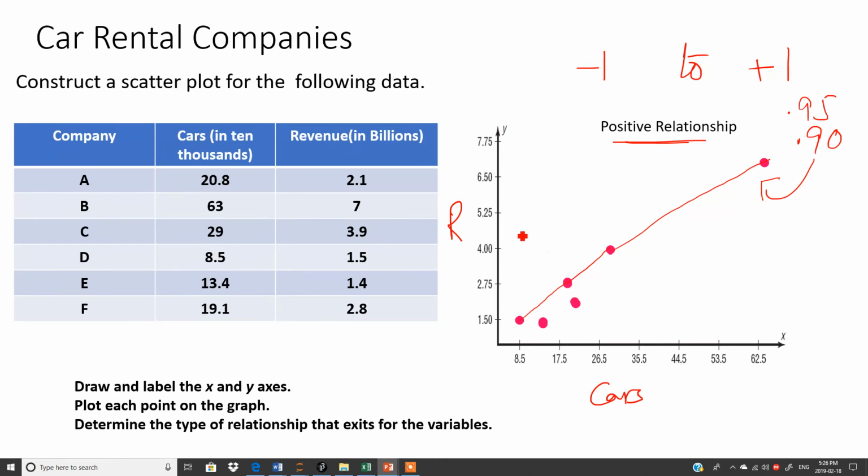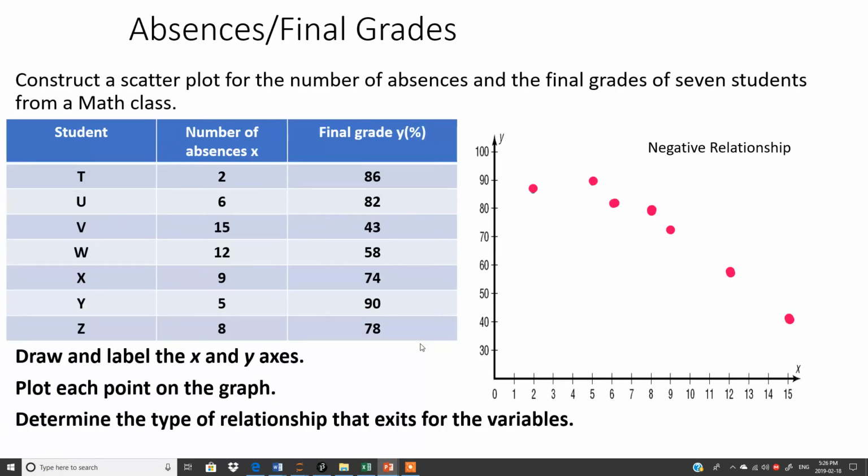So here I have written how to make this graph, which you know: draw and label x and y, plot each point and determine the type of relationship. This is a positive relationship, right? Okay, now move on to the second example.